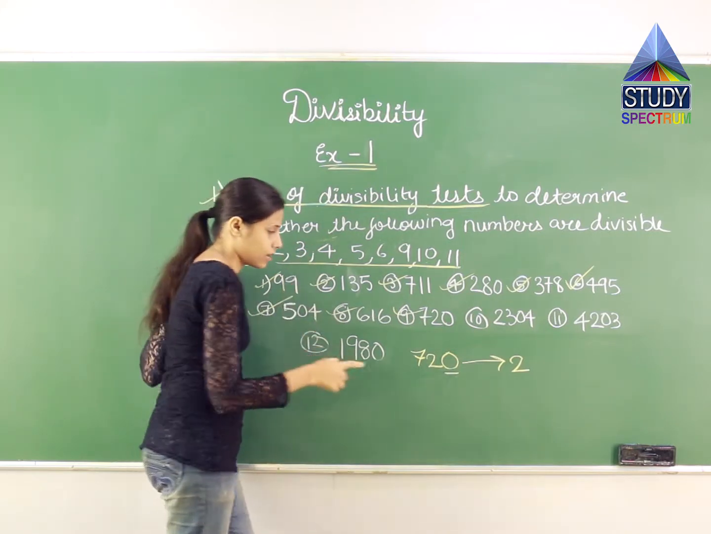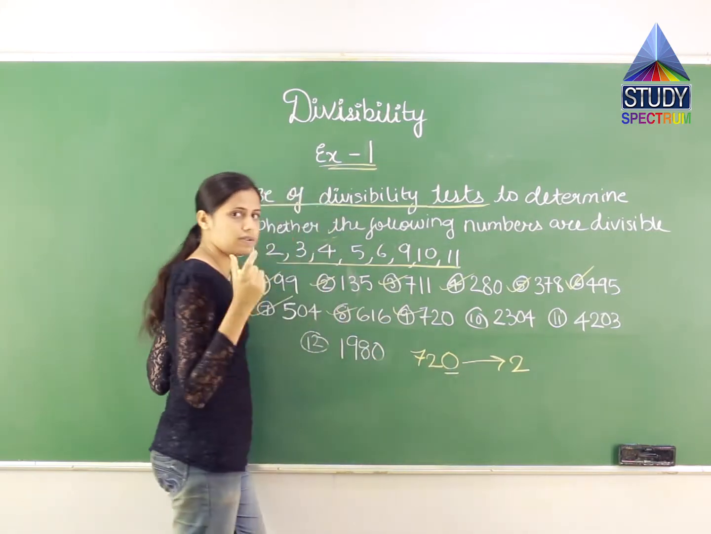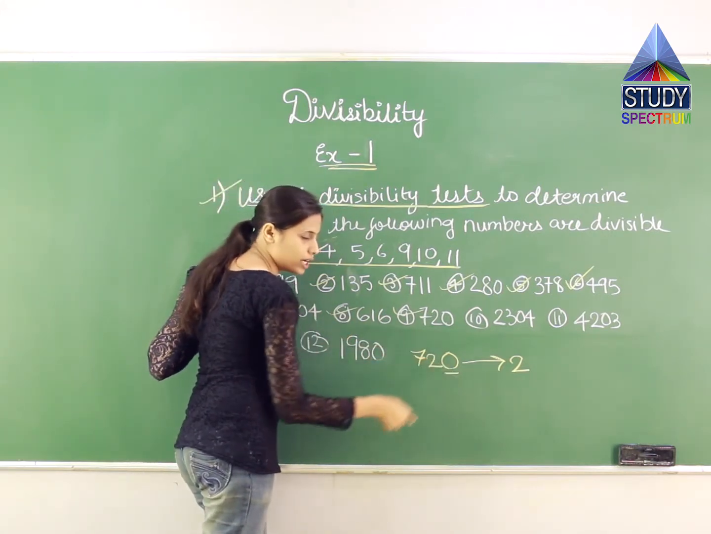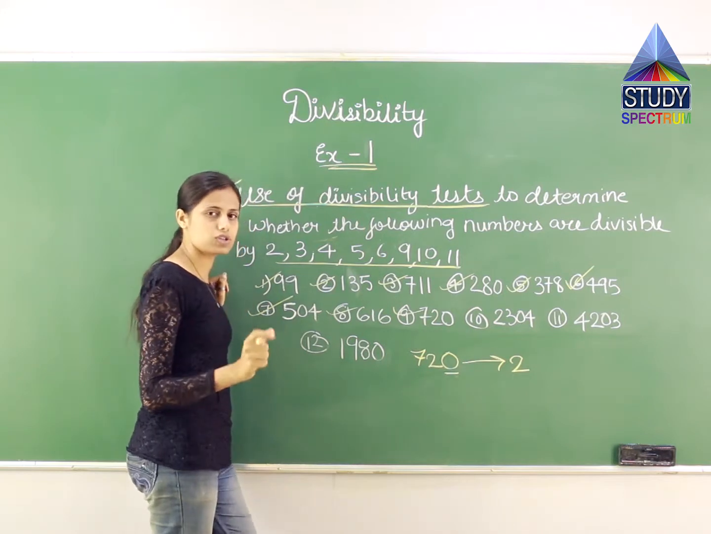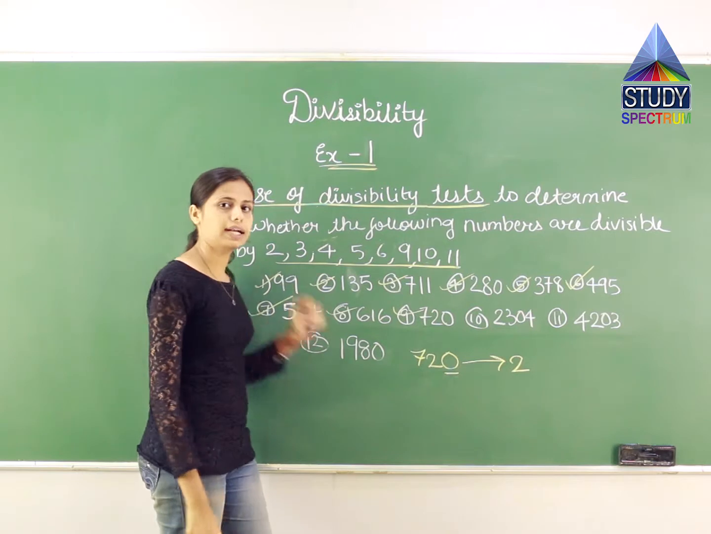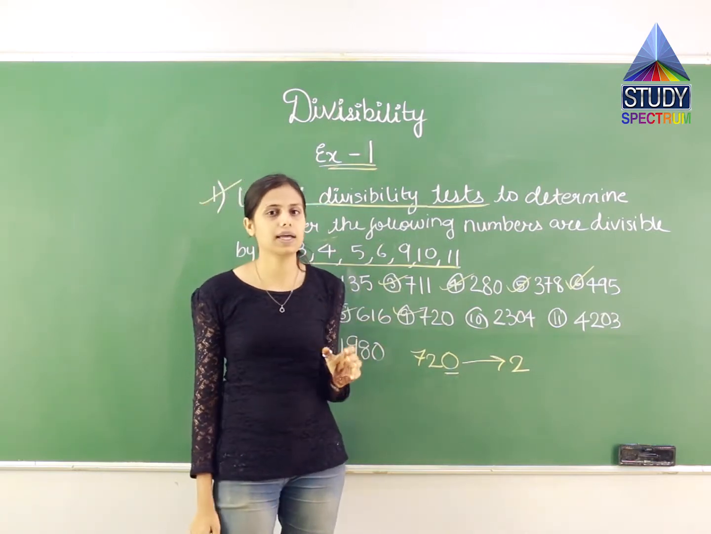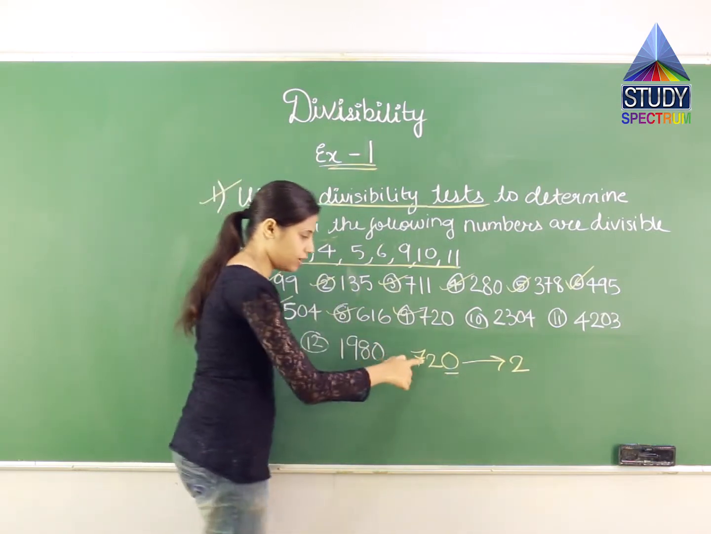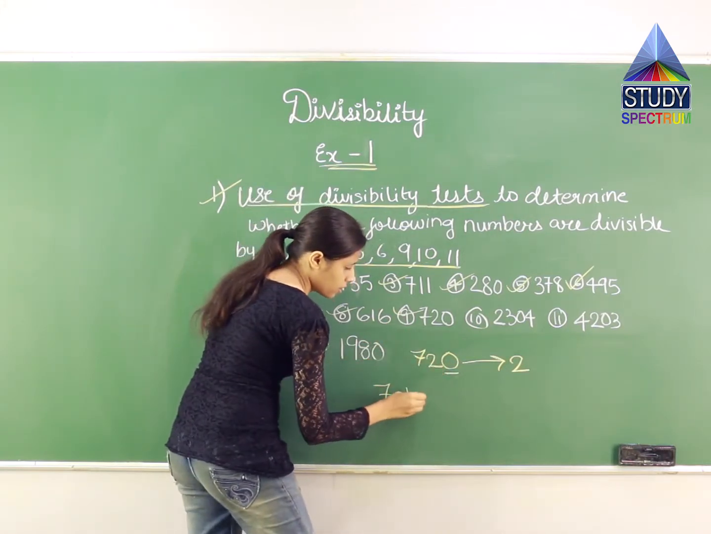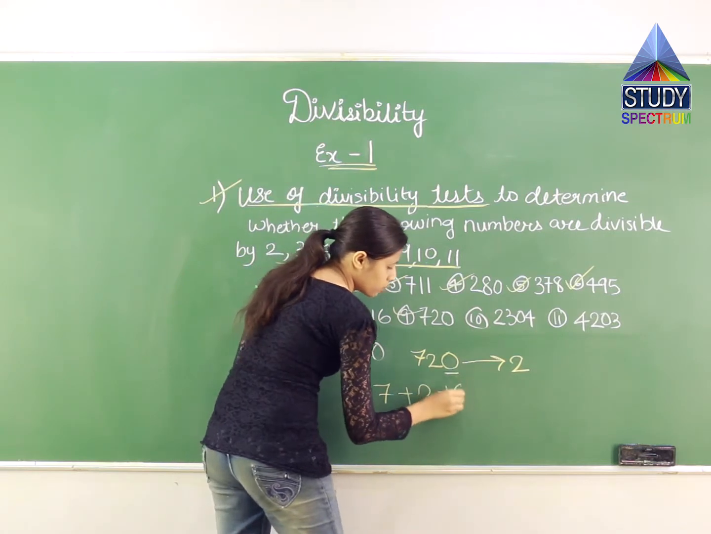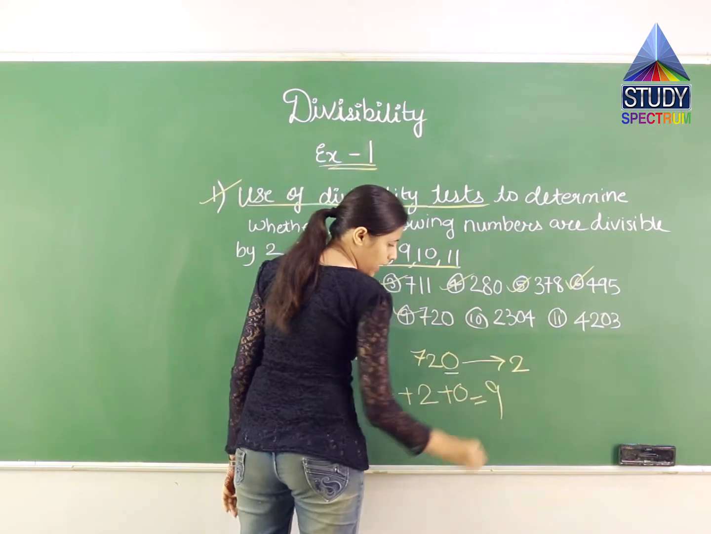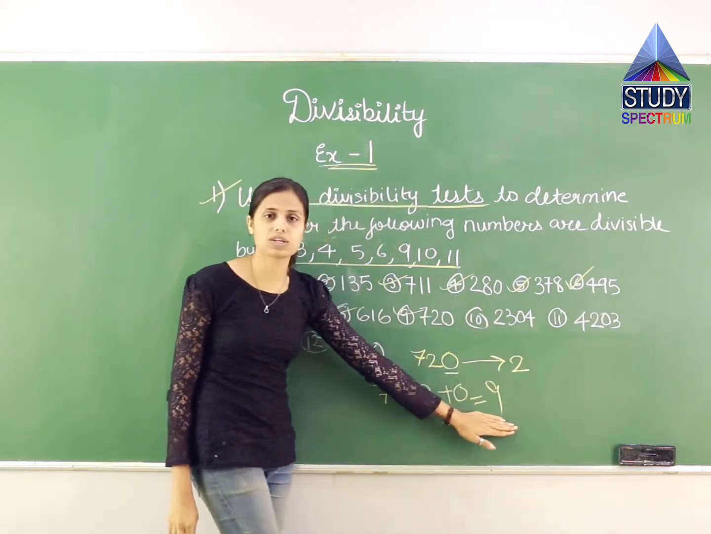Now the next 3. So for the test of divisibility by 3, the test says that you have to add all the digits of the number. If the summation you get, or the total you get, is divisible by 3, then the entire number will be divisible by 3. So over here I have 7, 2 and 0. So I'll add them all. So what will be the summation? 7 plus 2 plus 0, which gives me how much? 7 plus 2, 9. So I have summation as 9.